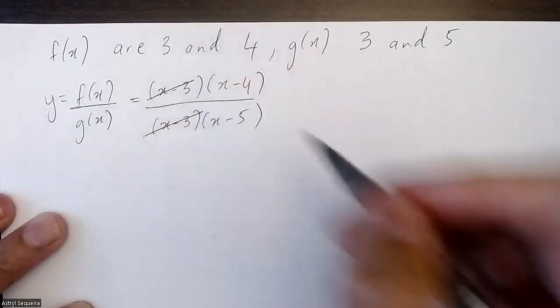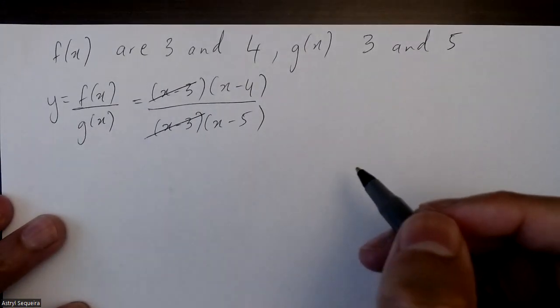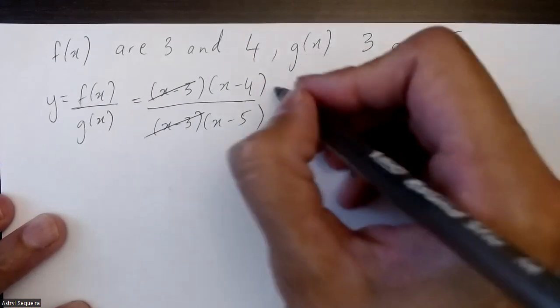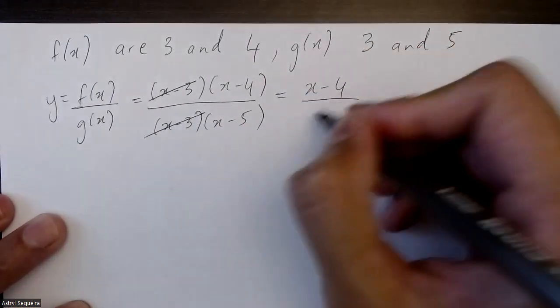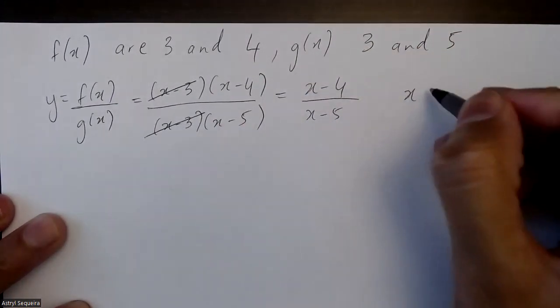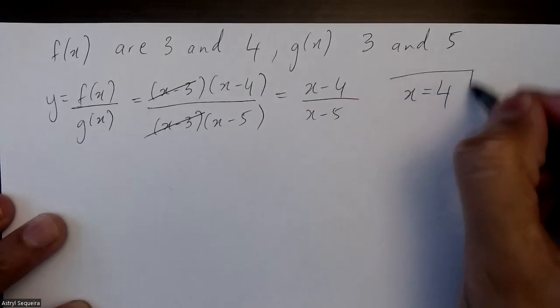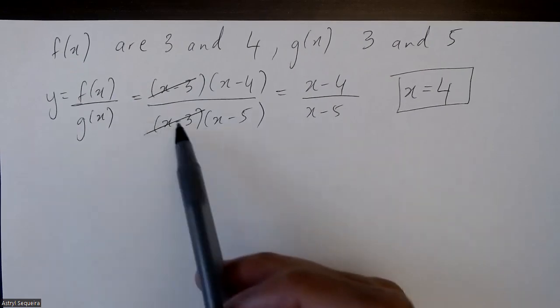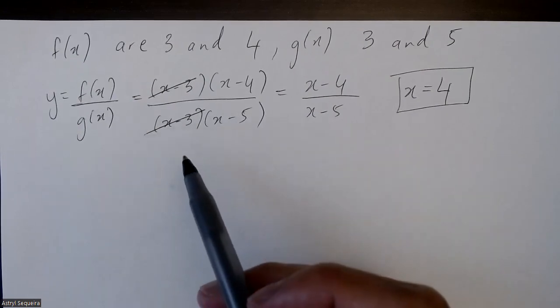These cancel to create a hole, which means that the only zero left, zeros are from the top, vertical asymptotes are from the bottom. So the only zero left is going to be x equals 4. Vertical asymptote would be at x equals 5 for this one, and the hole would be at x equals 3.